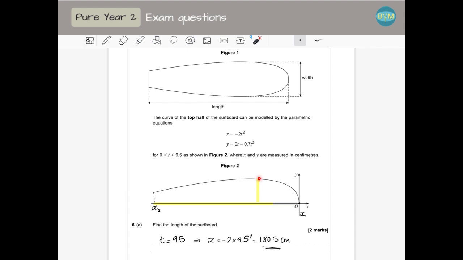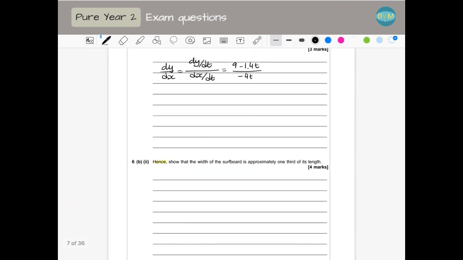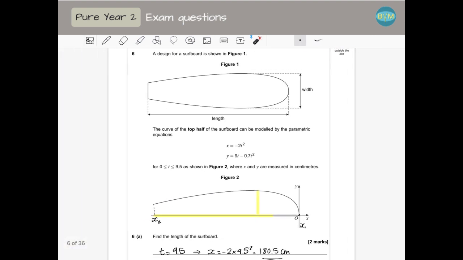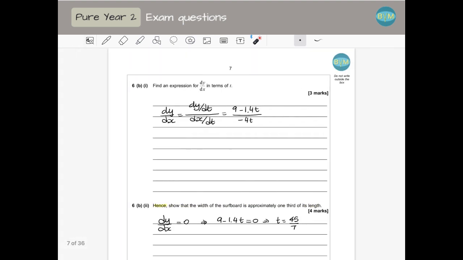We are going to find the maximum of the function, and for that we make dy by dx equal 0, like every time that we find a maximum. That means that 9 minus 1.4t is going to be 0, and that means that t is going to be 45/7. So that's the value that gives me the maximum. I need to find the value of y. I'm not interested in when that is happening, and I don't need x at all. I need the y, so I'm going to substitute the value of t that I just found into my y.